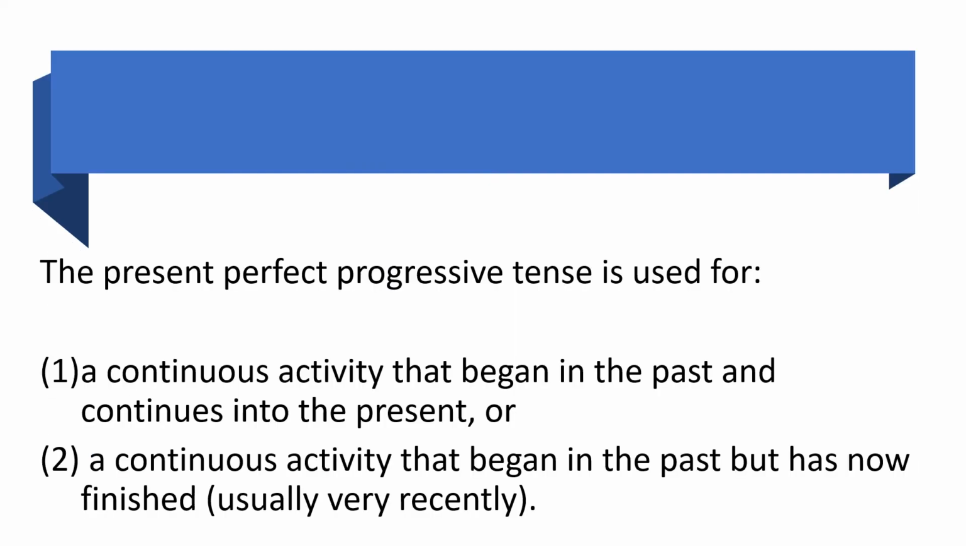The present perfect continuous tense is used for a continuous activity that began in the past and continues into the present, or a continuous activity that began in the past but has now finished, usually very recently.